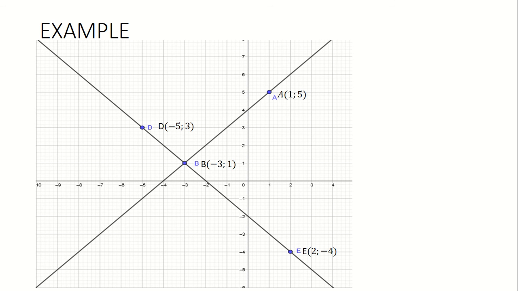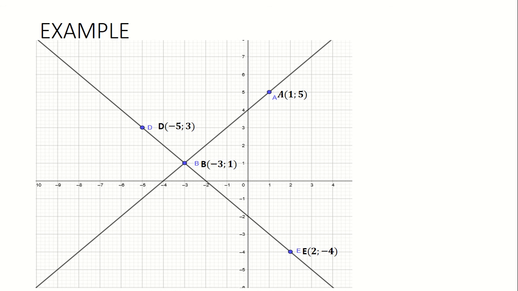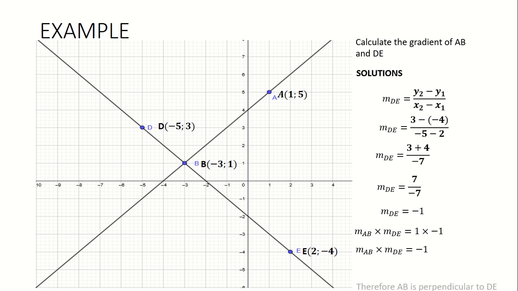Okay, for instance, here I will first start by calculating the gradient of AB and calculate the gradient of DE separately. And when I multiply those two gradients, I get negative 1. It means that the line AB will be perpendicular to the line DE. And obviously realize that the gradient of AB simply equals 1. Therefore, it means that DE should give me negative 1. And it does. So when you multiply the gradient of AB with the gradient of DE, it should give you negative 1. If they give you negative 1, we can conclude that AB is perpendicular to DE.